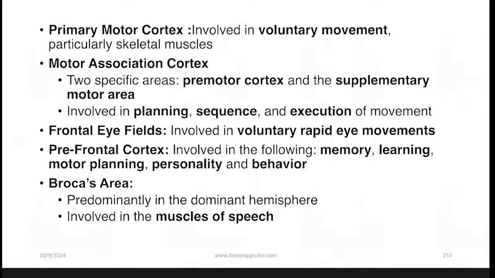Next, talking about the frontal eye fields, voluntary rapid eye movements are dealt with by the frontal eye fields. Next, we have the prefrontal cortex. It is involved in memory, learning, motor planning, personality, and behavior. That is what the prefrontal cortex deals with.